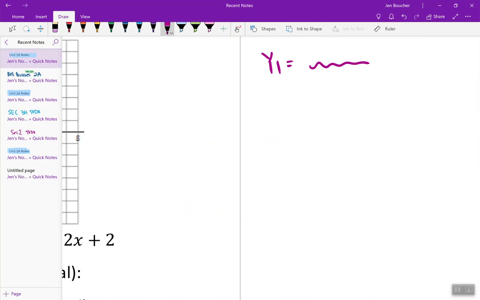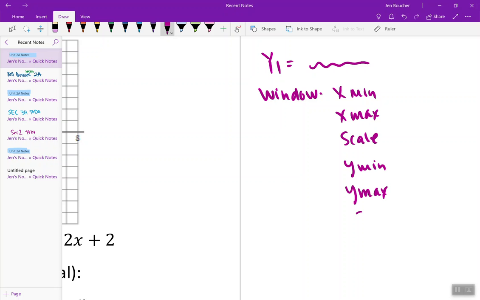So from there, you want to check your window. On the window, it should have an X min, an X max, a scale, a Y min, a Y max, and then scale. The standard window is from -10 to +10. The scale just refers to what each tick mark is worth, so 1 is sufficient. I don't ever really change scale.